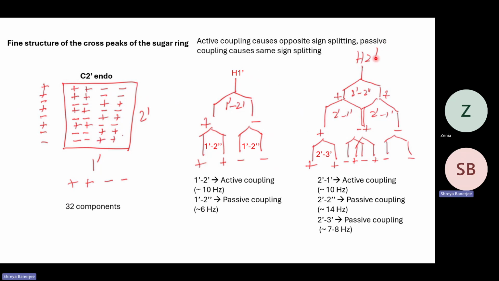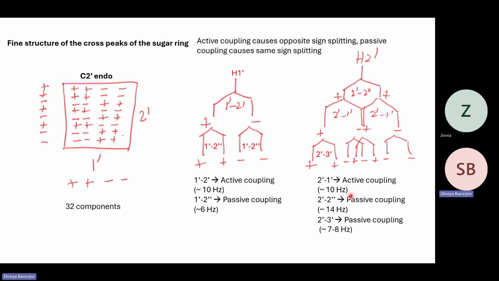Now for 2 prime, it will be split by 2 double prime. Here it is passive coupling, so both remain plus, because active coupling is 1 prime 2 prime. Next 2 prime will be split by 1 prime. This is the active coupling, so plus goes into plus minus, again plus goes into plus minus. And finally 2 prime will be split by 3 prime, and this is also passive coupling, so plus remains plus, minus remains minus, plus remains plus, and minus remains minus.